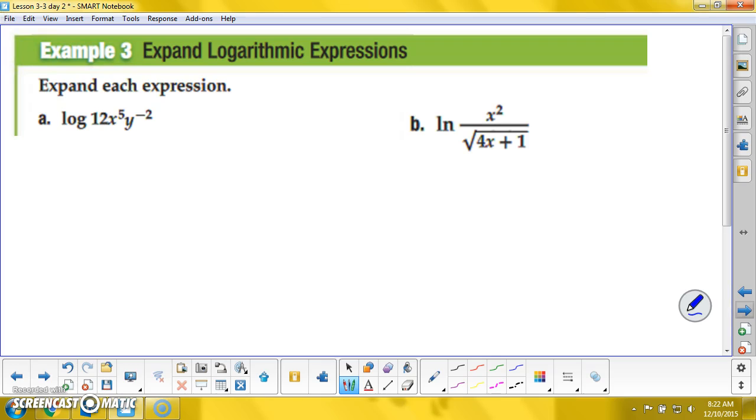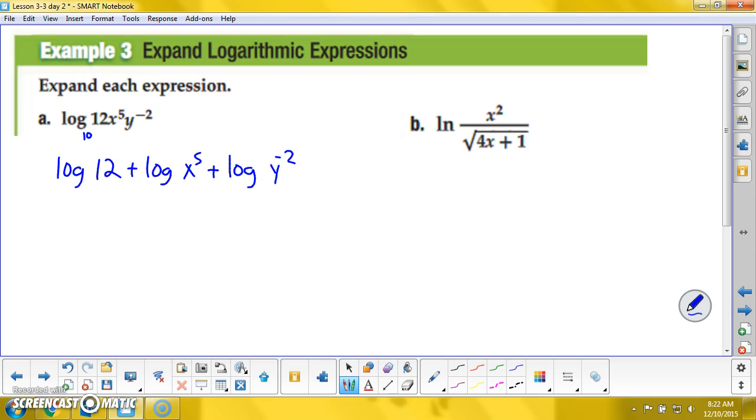This is a common log, and when I say that it's a common log, it's because the base is 10, even though you don't see a base 10 right there. 10 is assumed to be there. So the first thing I would do is rewrite it as the log of 12 plus the log of x to the fifth plus the log of y to the negative 2. Each of these are common logs.